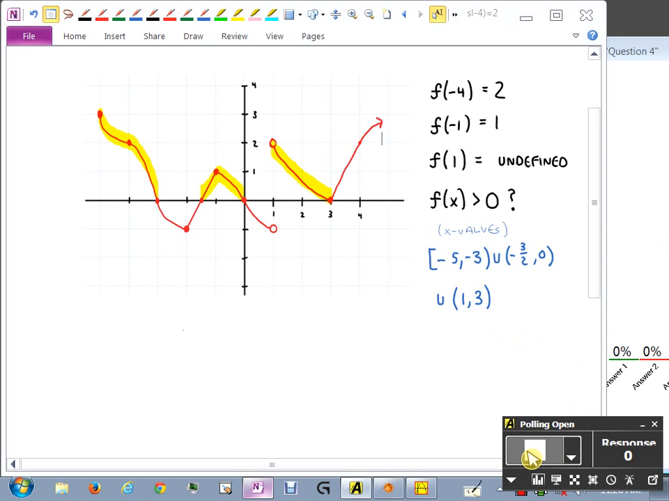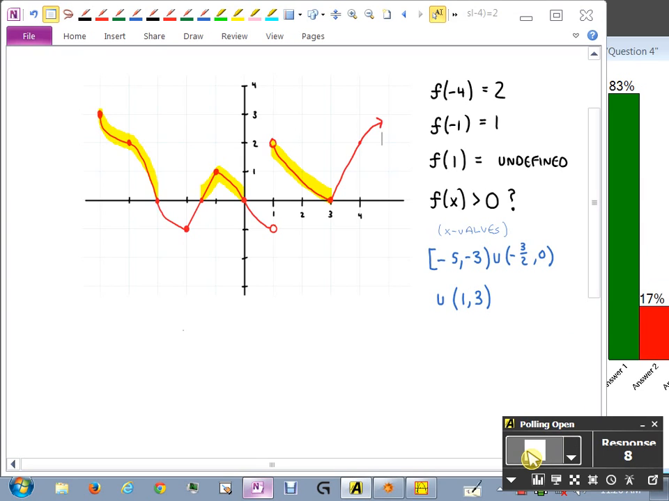All right, let's take a poll if you understand that. Students usually have issues. Oh, wait. Oh, I didn't do that part. Oh, thank you. Yes. What about this? Duh, that's above the x-axis, isn't it? 3 to infinity. Thank you.